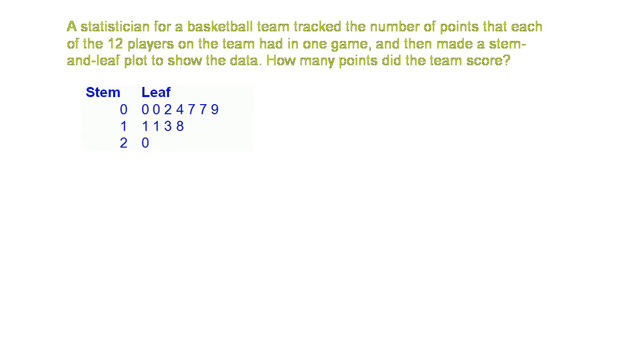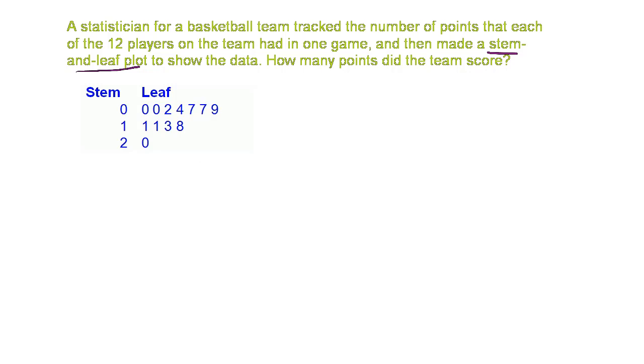A statistician for a basketball team tracked the number of points that each of the 12 players on the team had in one game, and then made a stem and leaf plot to show the data. Sometimes it's called a stem plot. How many points did the team score?